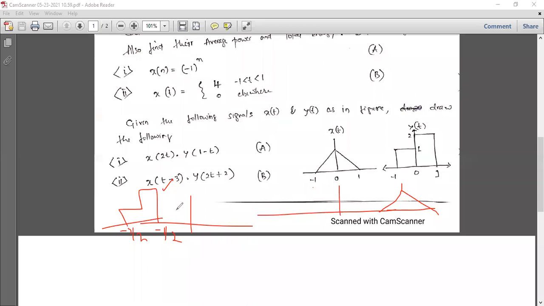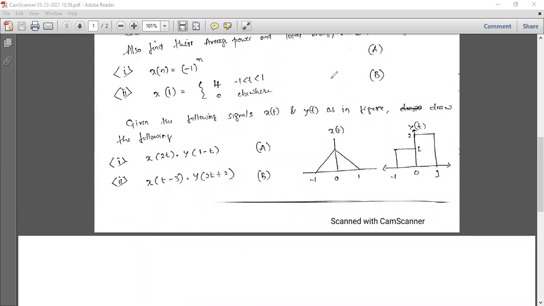And when you see, there is no overlap between this signal and this signal. So the result would have been a 0. Okay, the result would have been a 0.